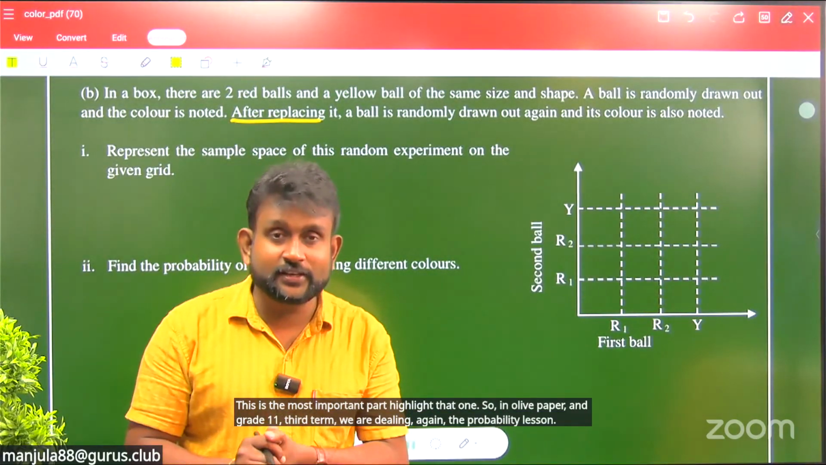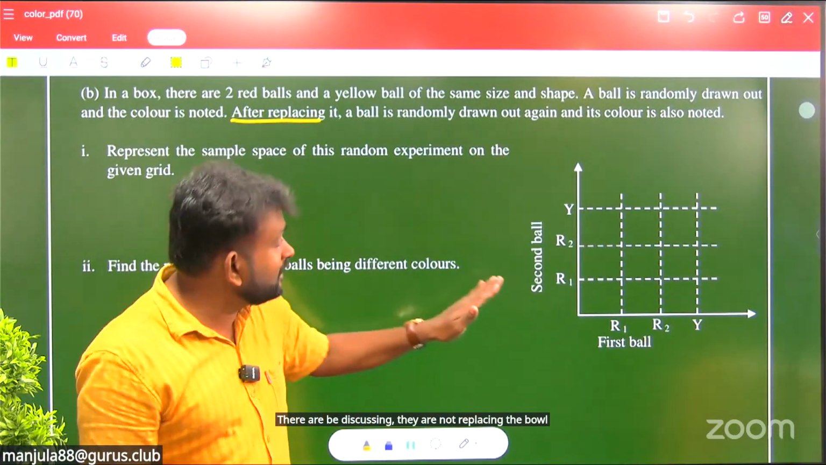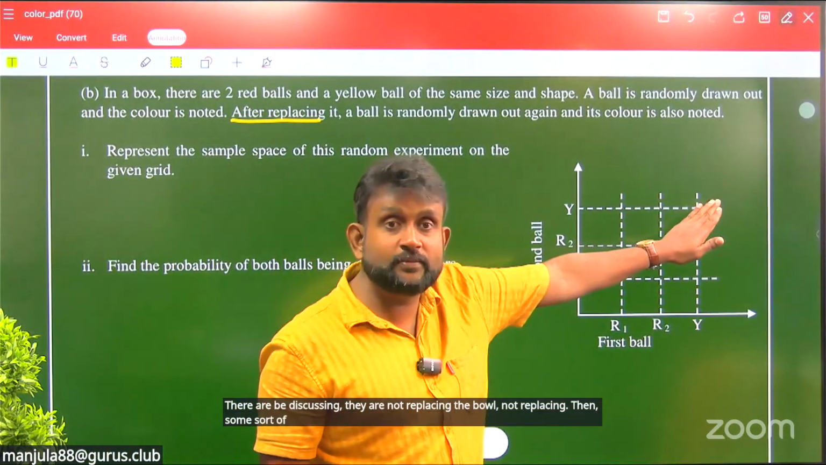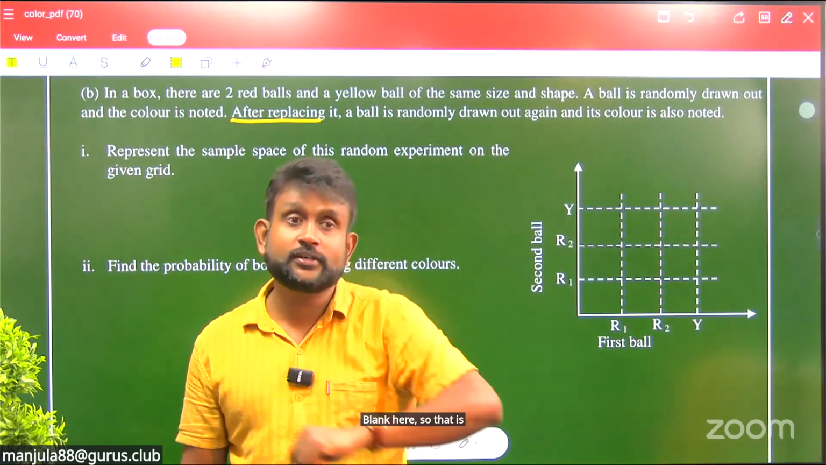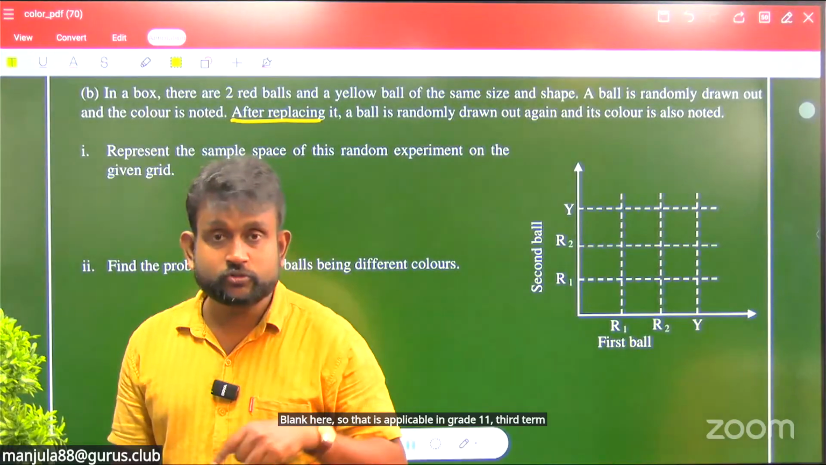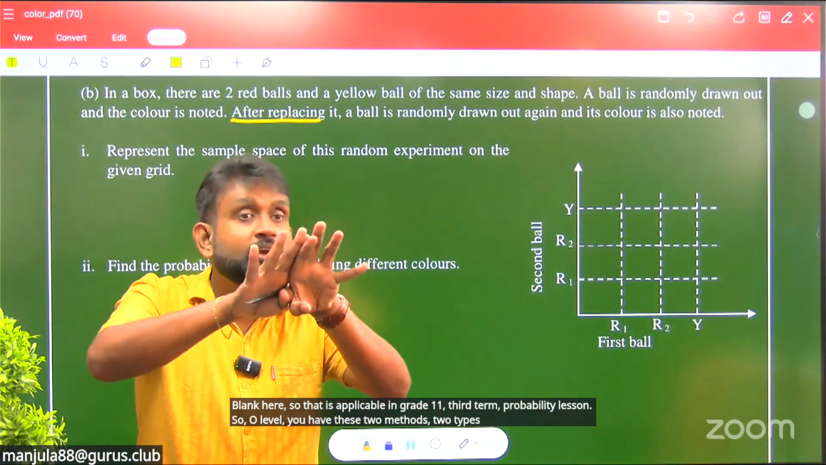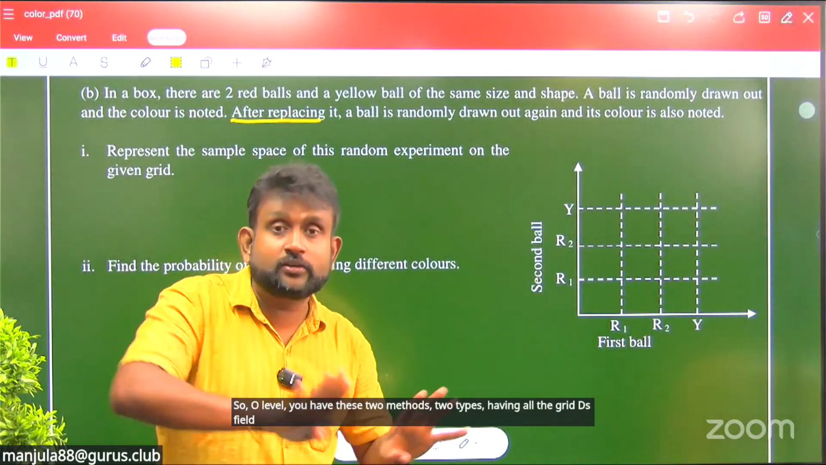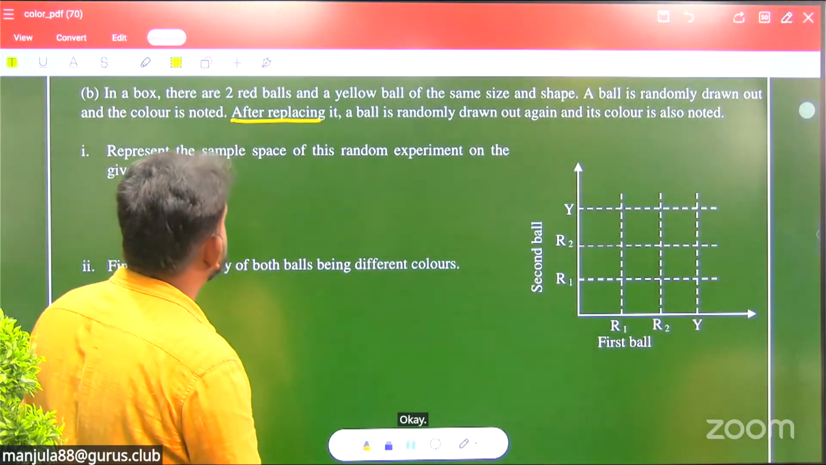In the O-level paper and in the grade 11 third term, we are dealing again with the probability lesson. There we discuss cases where they are not replacing the ball, and then some elements are blank in the grid. That is applicable in the grade 11 third term probability lesson. So in O-level, you have these two types: the whole grid filled, and some part of the grid blank. Okay, now we will check this question.